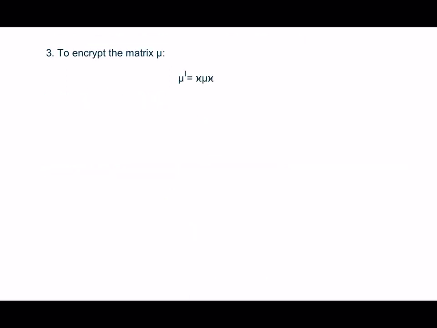To encrypt the matrix mu, Alice will evaluate kappa times mu times kappa, the result of which is the encrypted matrix mu prime. Finally, Alice will send mu prime, her encrypted matrix, and epsilon to Bob for him to decrypt.